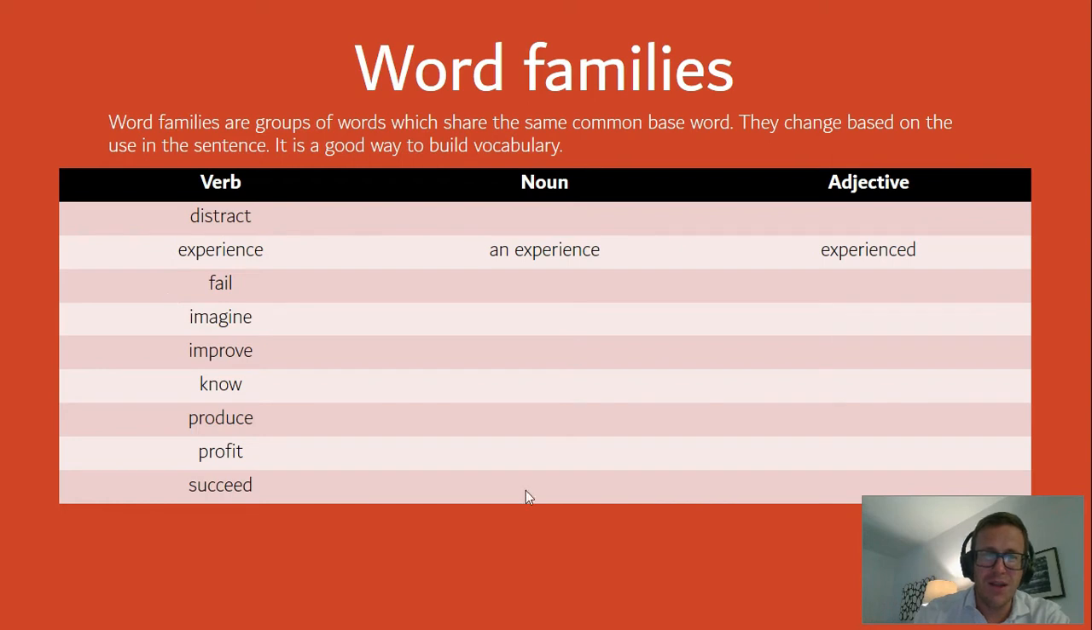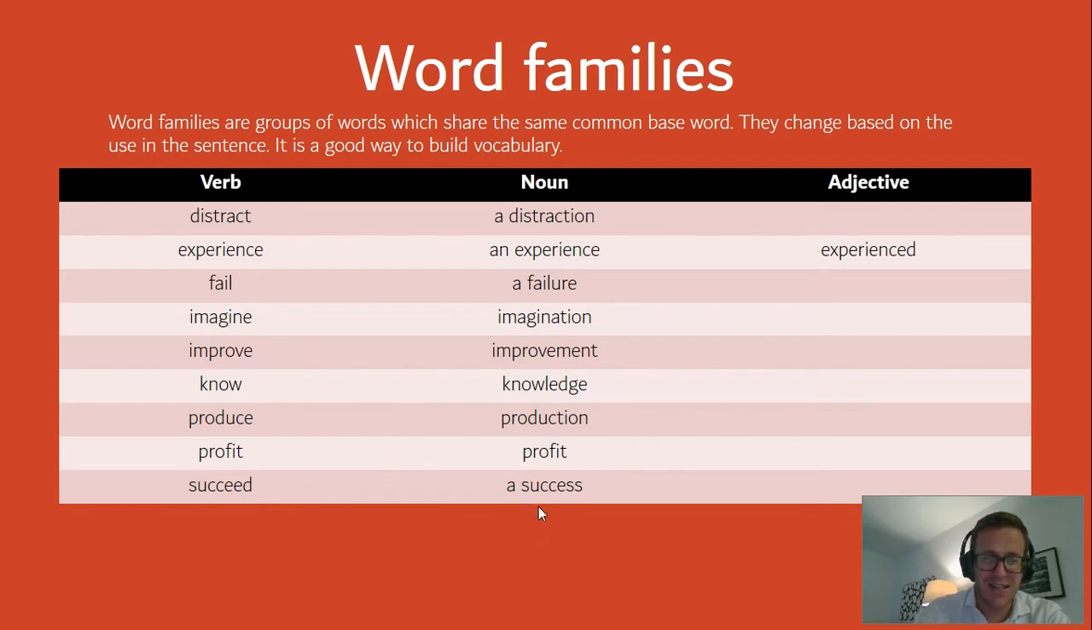So in the book there were other words. Take a look quickly and see if you can think of how to make them into a noun or an adjective again. So, for distract, distraction. Fail, a failure. Imagine, imagination. Improve, improvement. Know, knowledge. Notice the sound changes of know there. Produce, production. Profit, profit. No change.